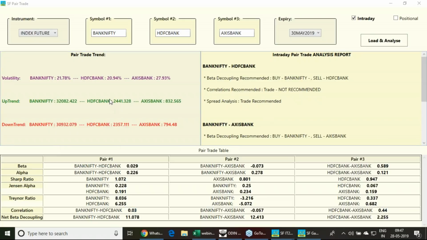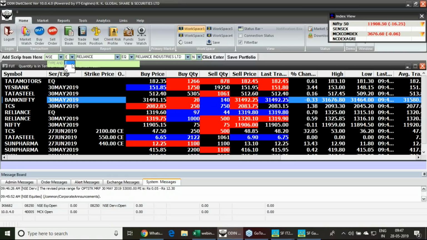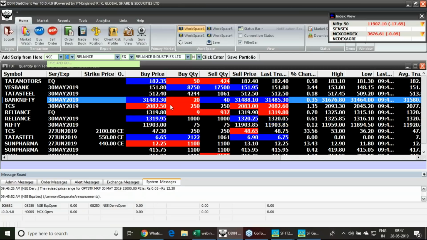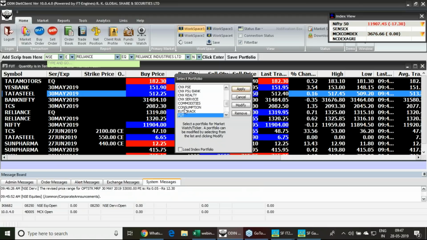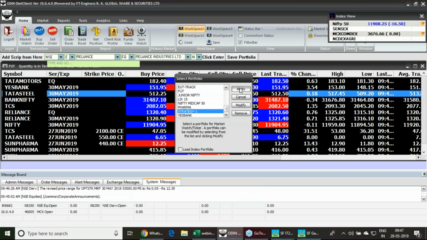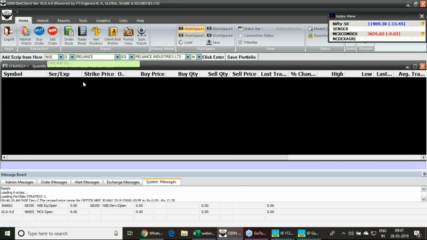So beta decoupling suggests the trade. Intraday trade, decoupling is expanding. Buying Bank Nifty, selling HDFC Bank is recommended. So here, let us open a fresh worksheet. Nifty didn't give you the breakout. Here I am opening a new worksheet, and I'll be adding the futures here. You have one lot of future stock.